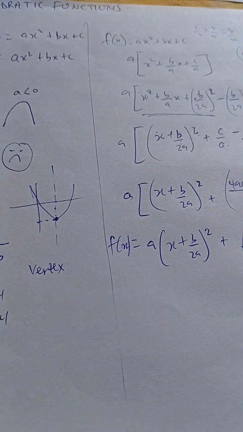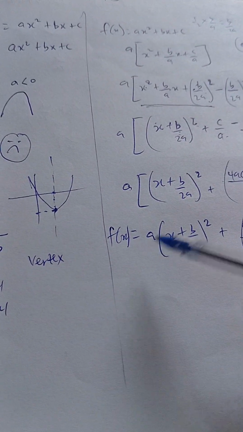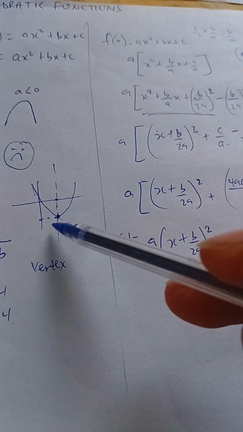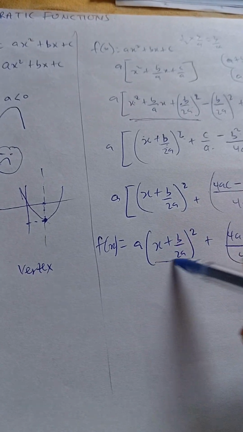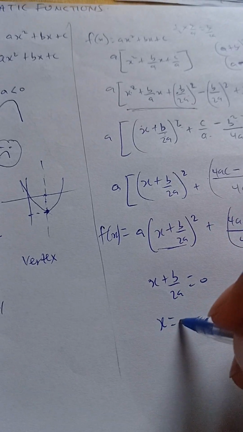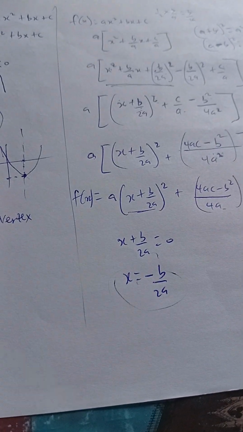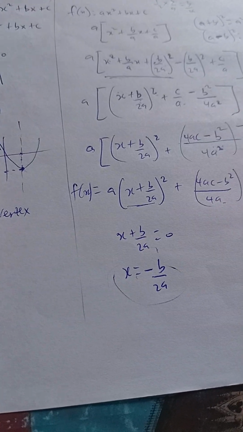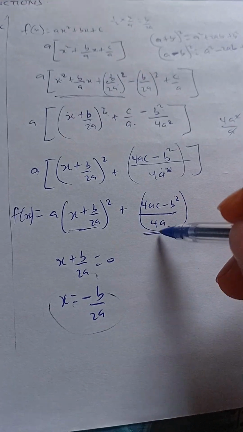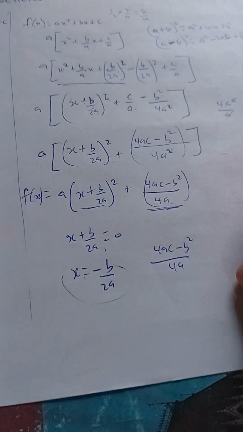To get the equation of the line of symmetry, or the value of x at which the minimum value occurs, we just equate this first bracket to 0. So x plus b on 2a equals 0. Your x is going to be minus b on 2a. This is called the value of x at which the minimum value occurs, or the equation of the line of symmetry. Now, how do you get the minimum value? This will give you your minimum value. Therefore, 4ac minus b squared all over 4a gives you your minimum value.